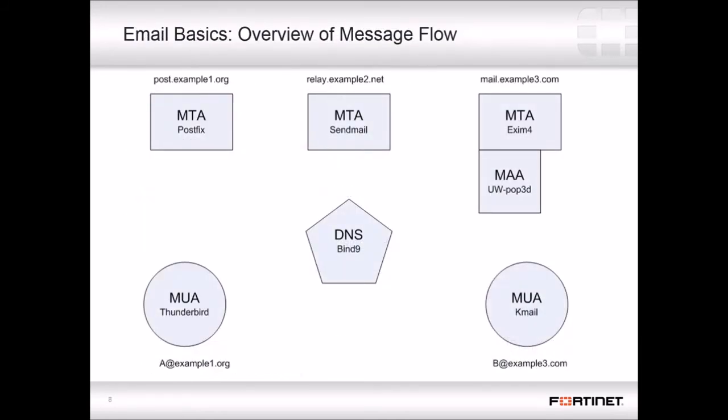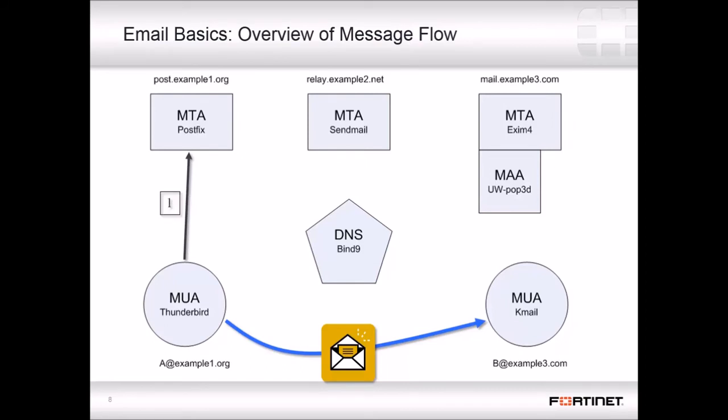Let's walk through a fairly typical example. A user with the email address a@example1.org writes an email in Thunderbird to their friend b@example3.org. Thunderbird is set up to use post.example1.org as its server, so the email is sent there using SMTP. POP and IMAP are only used to check email. Post.example1.org is an MTA, a mail server. To forward the email to the destination, it must perform a DNS lookup for the MX record of the domain example3.com.